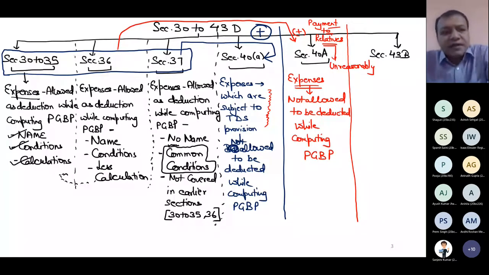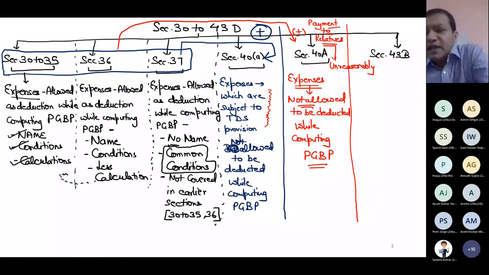Once any expenditure has failed in these first three categories, then there is no need to read 40 clause A or 40 capital A. Once the test of expense validity has been passed with respect to any expenditure, then you need to carefully check, does that expenditure need an extra section to be checked? Extra section to be checked is 40 clause A or 40 capital A. So this section tells you the expenses which are not allowed to be deducted while computing PGBP. Why not allowed? This section will have different conditions that I will tell you later.